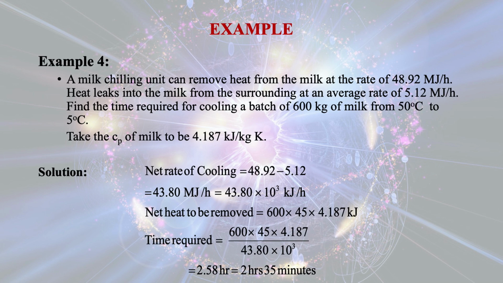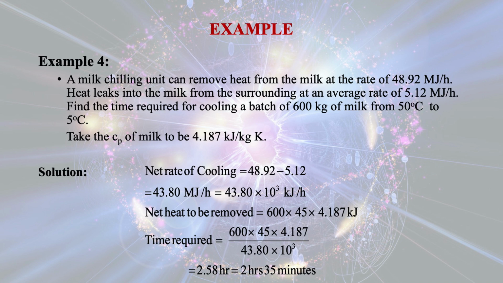Now, the net rate of cooling is 48.92 minus 5.12, that is equal to 43.80 megajoule per hour, equal to 43.80 into 10 to the power 3 kilojoule per hour, because 1 megajoule is equal to 10 to the power 3 kilojoule. So here the net heat to be removed is equal to 600 into 45 into 4.187 kilojoule, because we know very well that Q is equal to m s delta T.